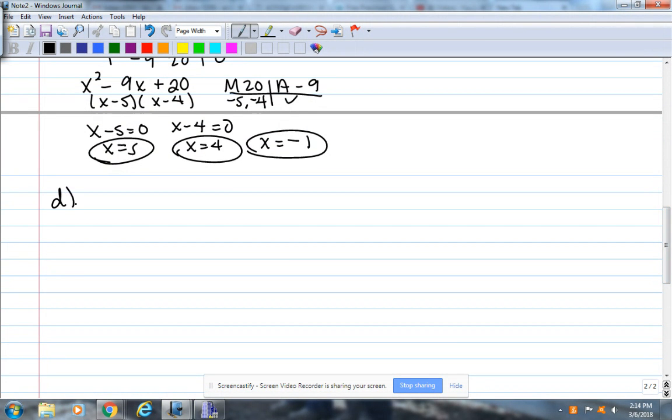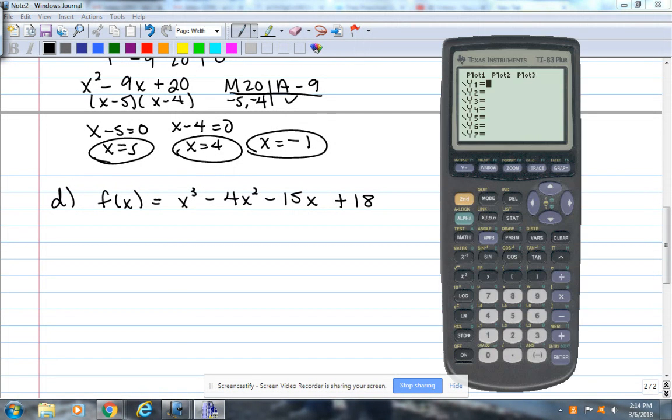All right, next one. We're finding all the real zeros for f of x equals x to the third minus 4x squared minus 15x plus 18. So type that one into your y equals. X to the third, minus 4x squared. And then wait on me and then hit graph. Look up at mine. Make sure you have it typed just like me before you graph. I could have made a mistake myself. I have to double tap mine to get it to work.